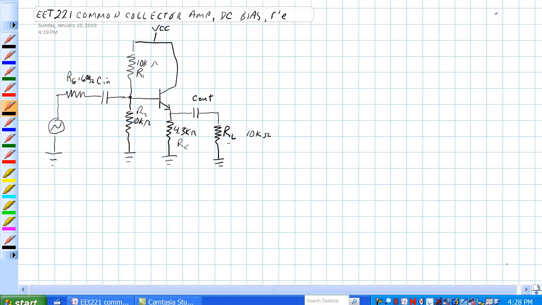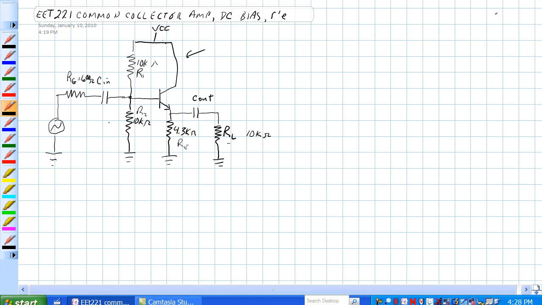This is a common collector amplifier. They call it common collector because there is no resistor in the collector, and any AC here sees VC as a ground. So the term common refers to that, AC seeing that as a ground.